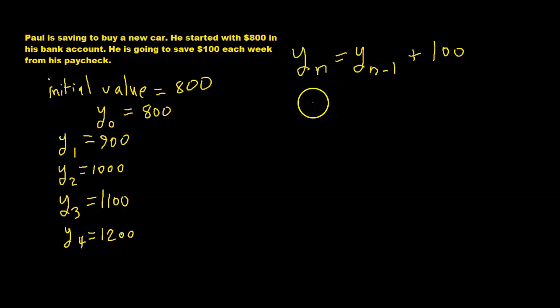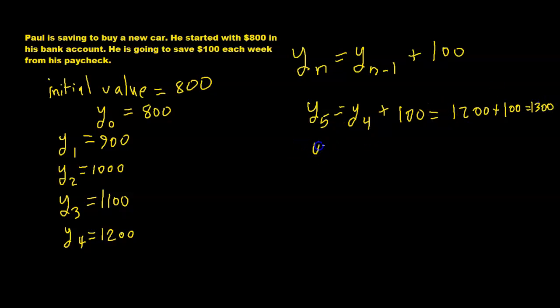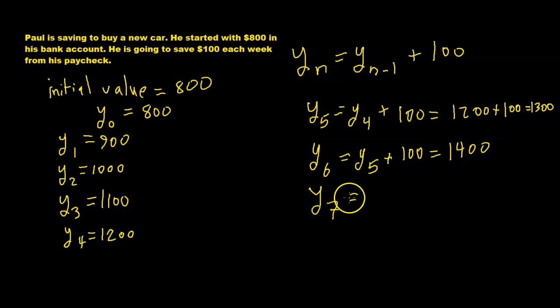So, of course, we could just keep going if we wanted to find y5, right? We would need to find y4 plus 100, right? Which is 1200 plus 100, which is 1300, right? Similarly, what's y6? y6 is just y5 plus 100, which gets you 1400. We could keep going on and on, right? Y7 is just y6, the previous term, plus the common difference, which in this case would be 1500, right?